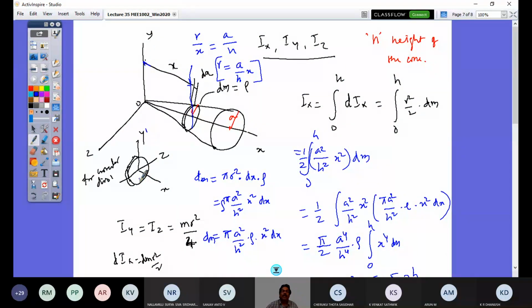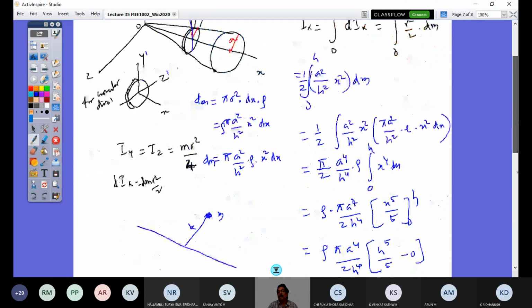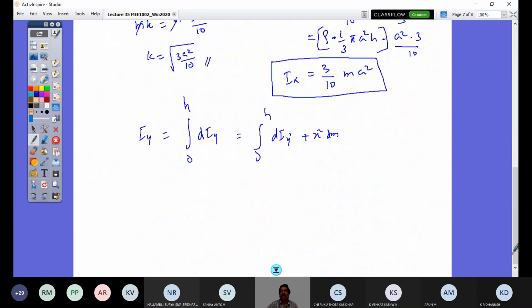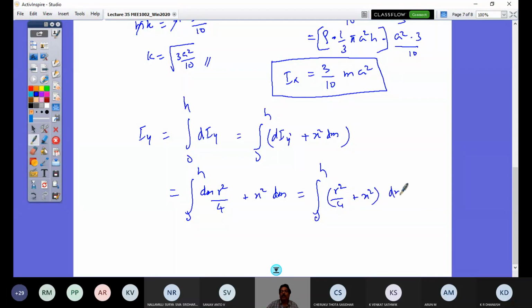This is my y' axis now. This is my z' axis. So about the y' axis, that is what we have learned at the beginning of the lecture, the parallel axis theorem, that I am going to apply here. So if I have to do that, I know that from 0 to h, dIy' is dm r squared by 4 plus x squared into dm. So let me take the integral from 0 to h and dm out. So it's r squared by 4 plus x squared into dm.